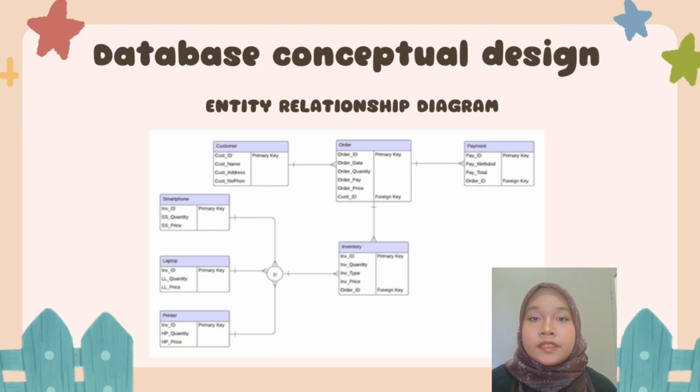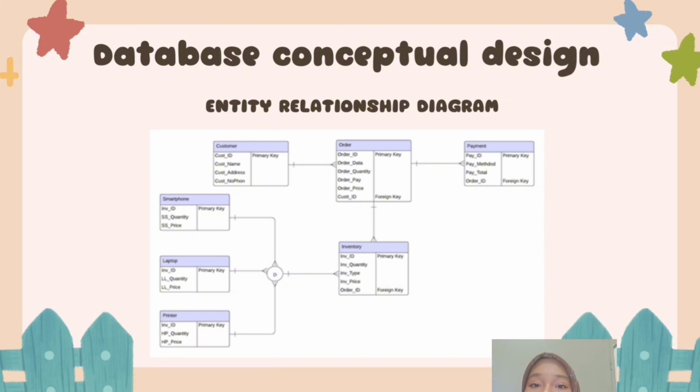As you can see here, this is the diagram based on the narrative that I've talked about earlier. And as you can see, most of the connectivity in here is one-to-many connectivity. Also, this supertype connects the other 3 entities, which are smartphone, laptop, and printer, and it is connected to inventory.